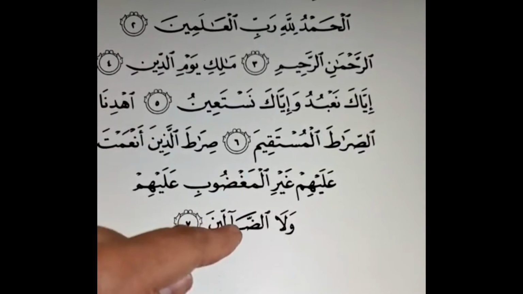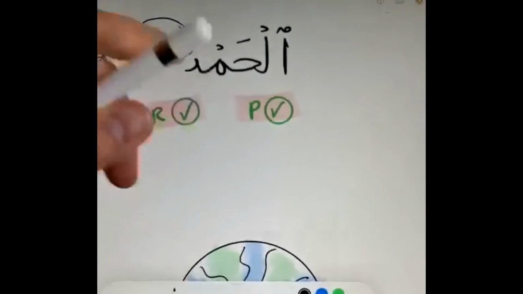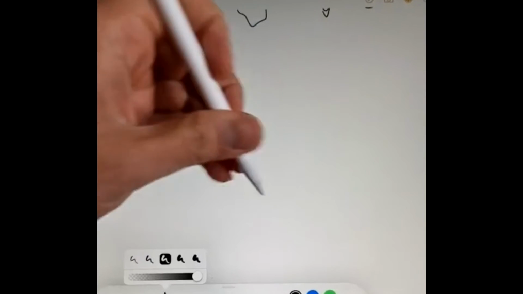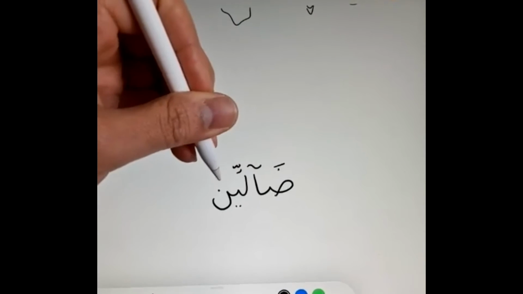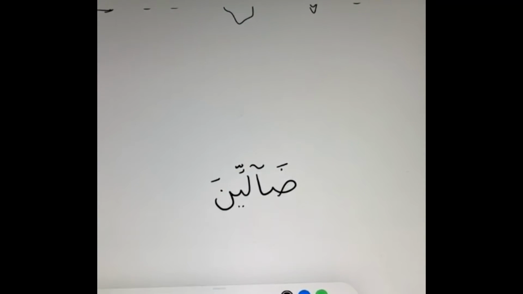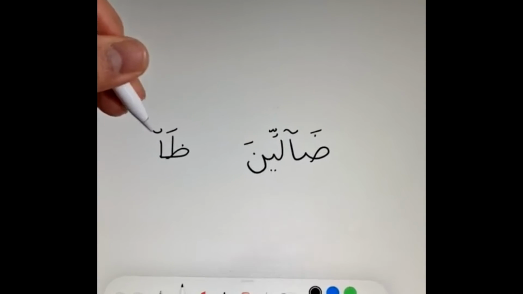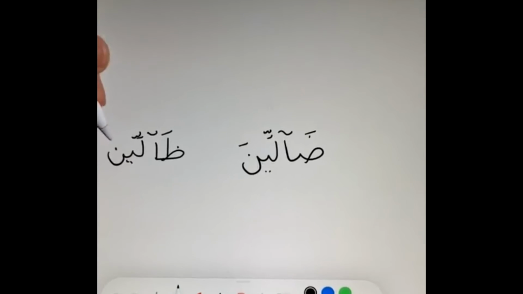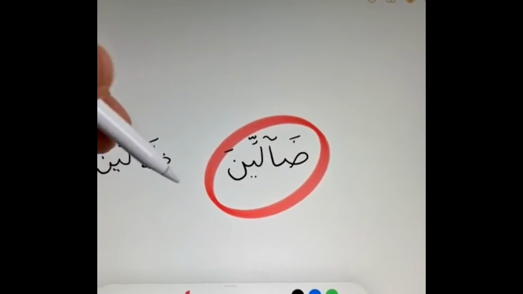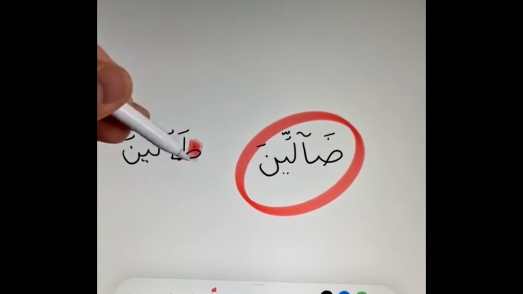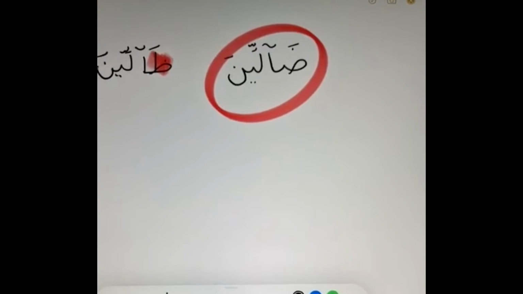You see this word here, الضالين, right? Let's go back here. Now, what happens if you pronounce the word الضالين as ضالين? Let's just say two people are looking at this word. One is reading it one way and one is reading it another way. They don't know that they're changing the letter, but here's what happens. You change the meaning of the sentence.